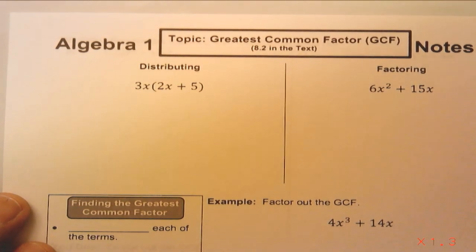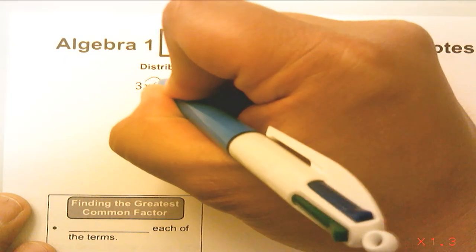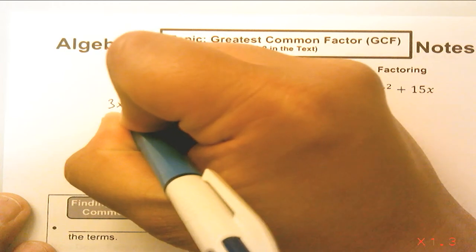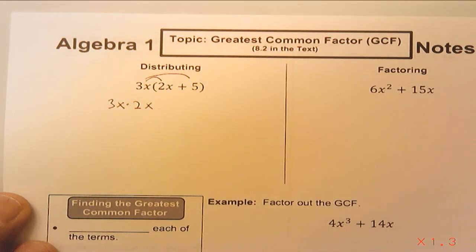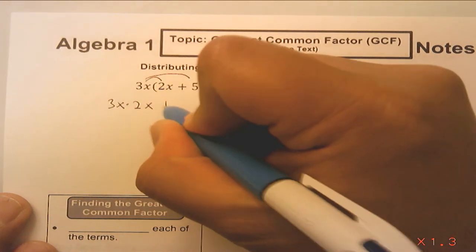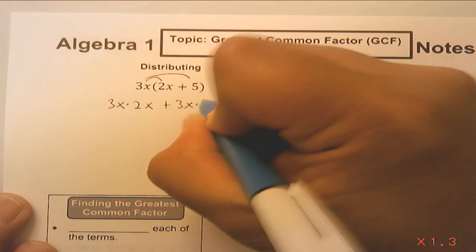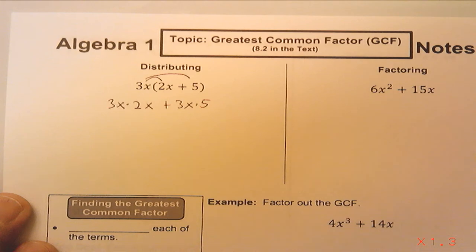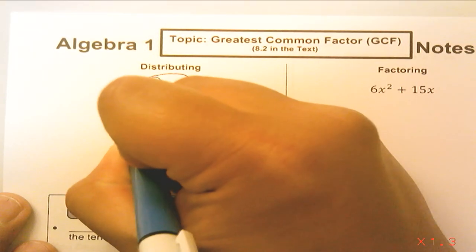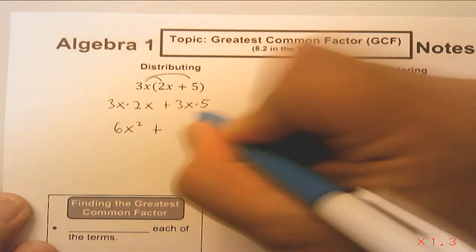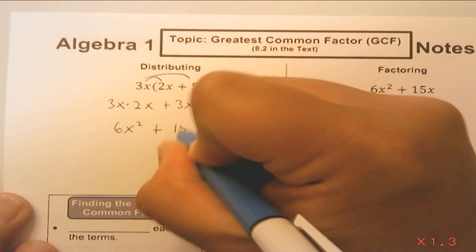So with distribution, again, you would take this 3x times this 2x, so that'd be 3x times the 2x, and then you take the 3x and multiply it to the 5. So then you get plus your 3x times the 5. And then now you just multiply those pieces together. So 3x times 2x is a 6x to the second power, plus 3x times 5 is a 15x.